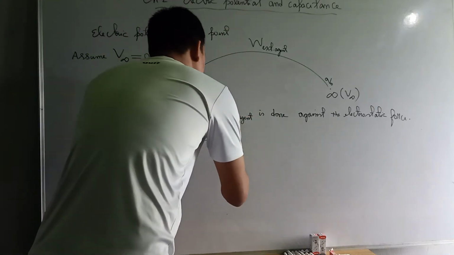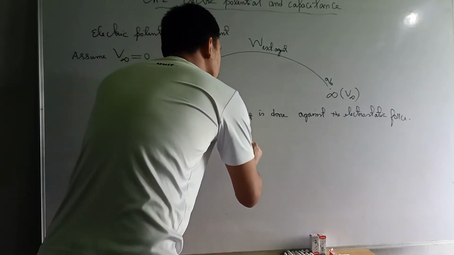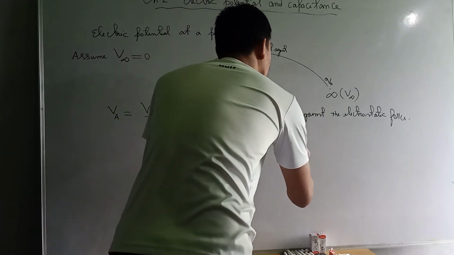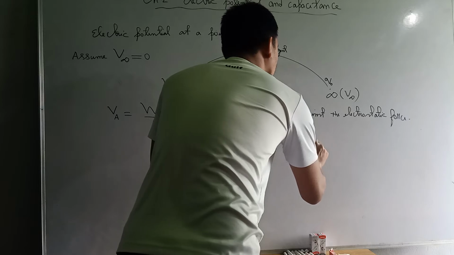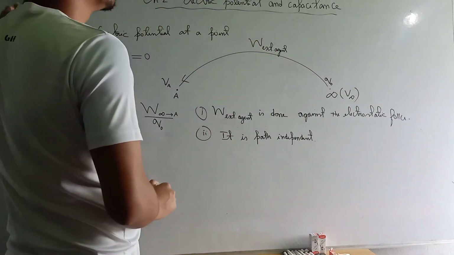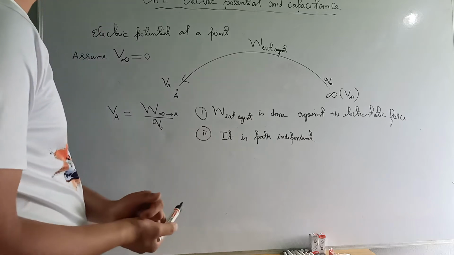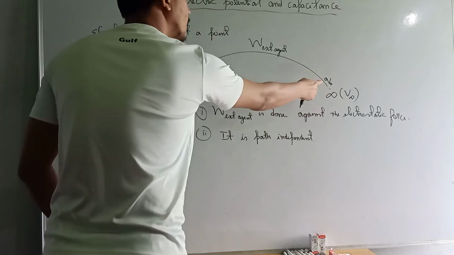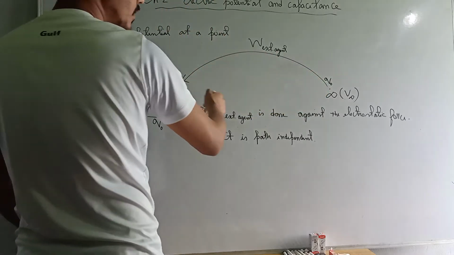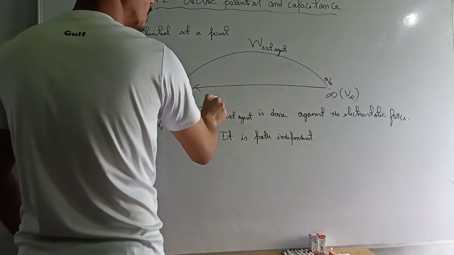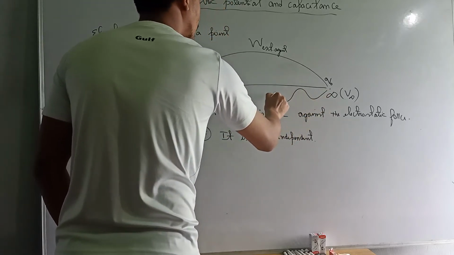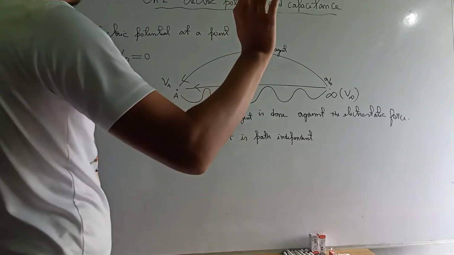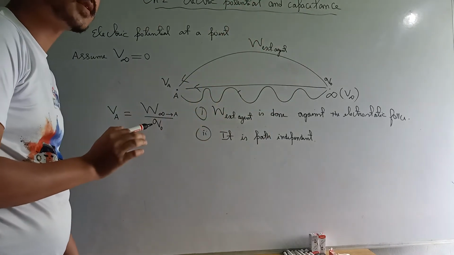Second one, the work done should be path independent. In class 11, work, energy and power, you might have studied that. Work done is path independent. Suppose you do the work in bringing this Q0 following this path, or you can do it following this path. No matter which path you follow, work done will always remain the same.